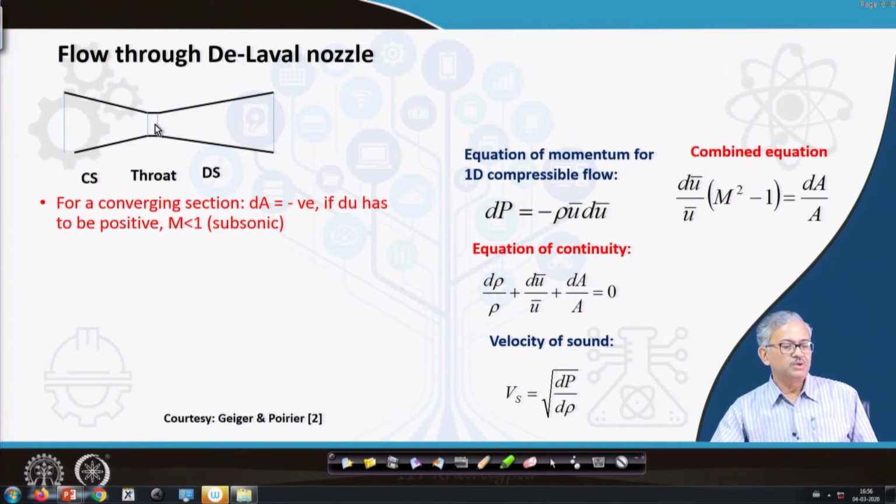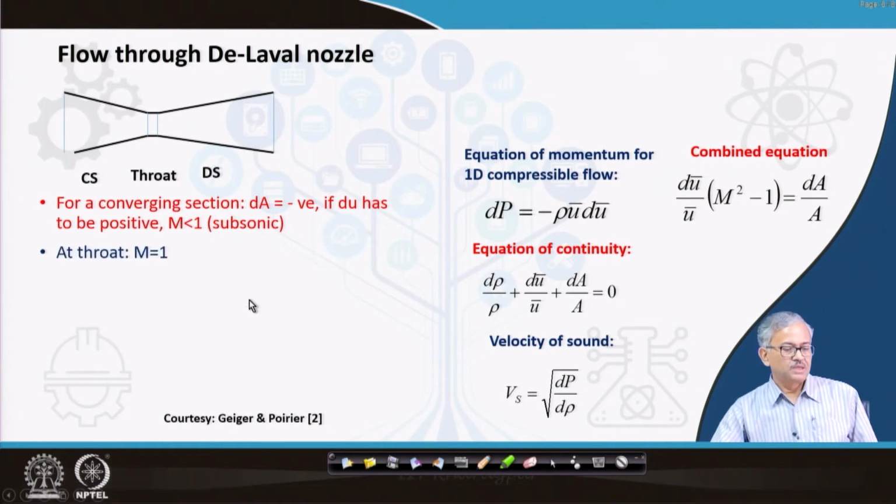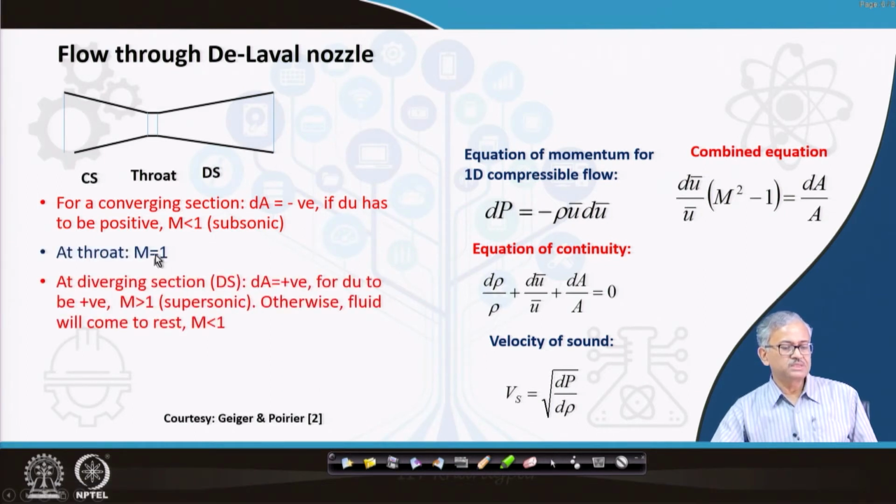So, here you will attain the velocity of sound, that is, the gas velocity will attain the velocity of sound, because Mach number is equal to 1. So, here the velocity is subsonic, and then in the throat region the velocity becomes sonic velocity, right? Gas velocity becomes sonic. Now, in the diverging section, what happens? Let us see, at the throat and then at the diverging section, what happens?